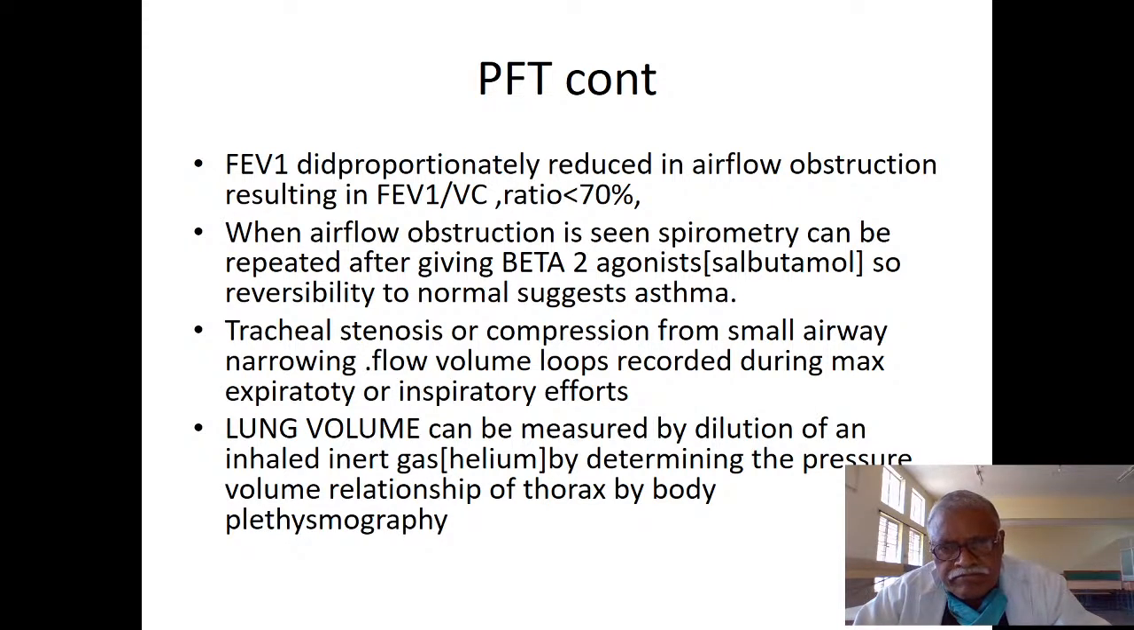Suppose anybody has a ratio of forced expiratory volume to vital capacity less than 70%, you can give a dose of beta-2 agonist, salbutamol, and there will be definite reversibility of the lung function, and the ratio will definitely improve to 80%, 85%. For tracheal stenosis or compression from small airway narrowing, the flow volume loops are recorded during maximum expiratory or inspiratory efforts.